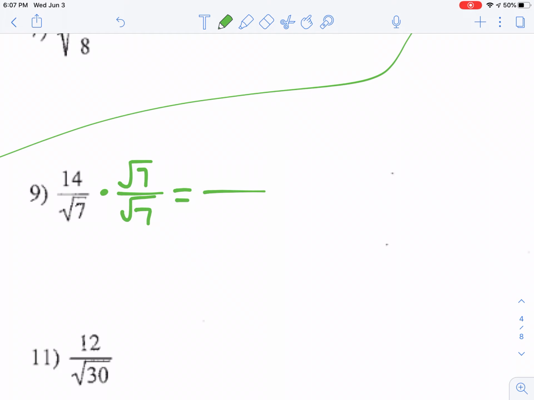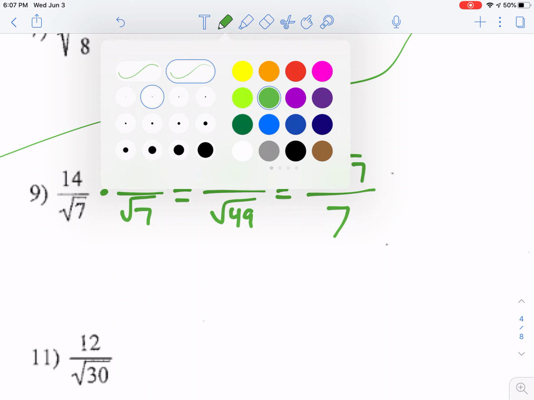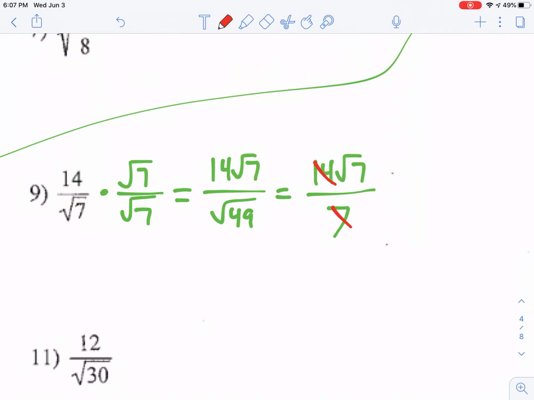The reason why we do that is because in the bottom you get root 7 times root 7, which is root 49, which will always simplify because it'll always become a perfect square. So square root of 49 is just the number 7. So it basically eliminates the radical when you do that. So we get 14 root 7 over 7. And then the final step is you could just simplify the 14 over the 7. 14 divided by 7 is 2 over 1. So you get 2 root 7 over 1. But you don't have to write the 1.